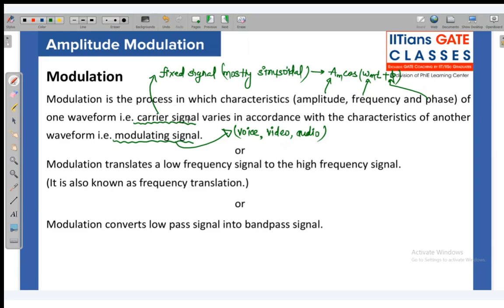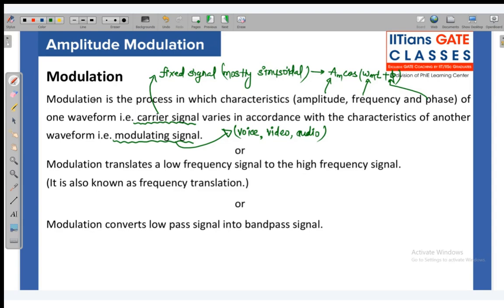And what are the characteristics which you change? The characteristics would be Am, omega m, and phi. So these three parameters changing according to the message signal or modulating signal is called modulation. In modulation we will have two signals every time. Whenever you want to perform modulation, you should have two signals.